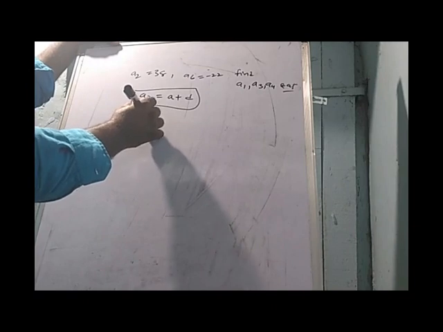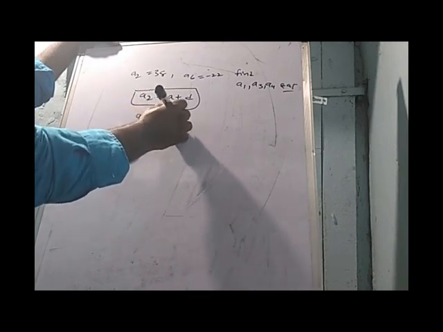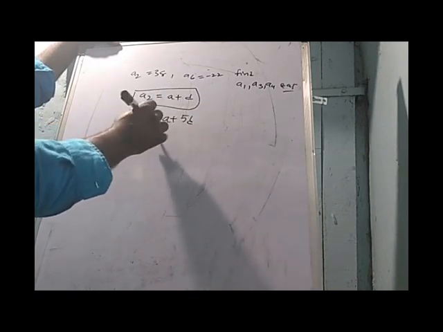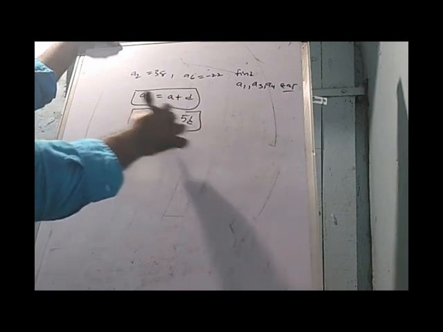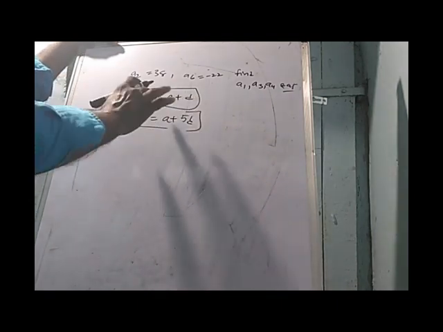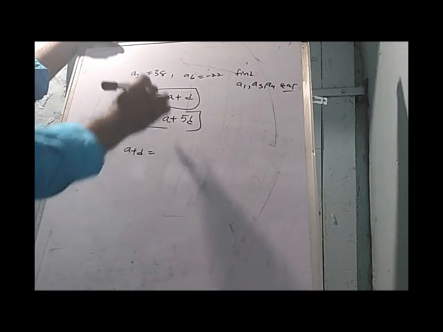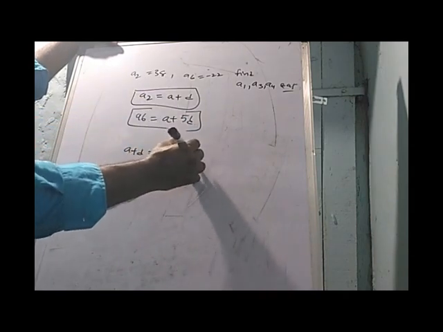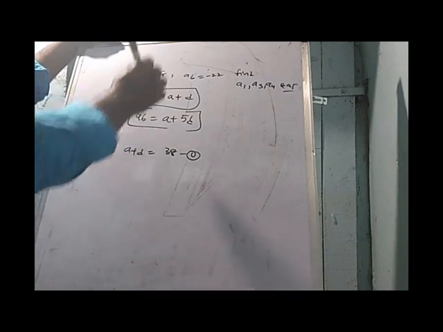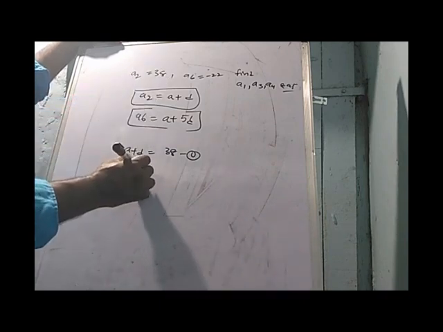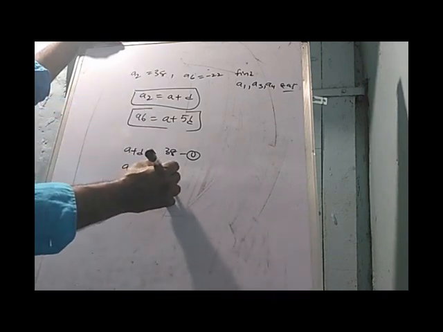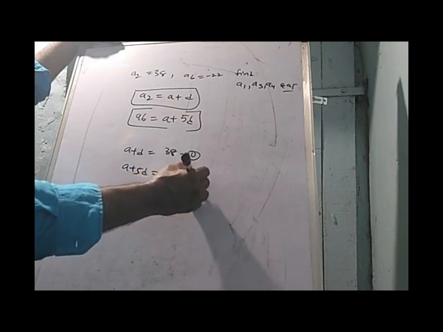Next, A6. What is A6? A plus, here 5D. You know these formulas already. Okay. Instead of A2, we can apply A plus D. A plus D, the value is 38. This is the first equation. And the second, A plus 5D, the value is minus 22. This is the second equation.